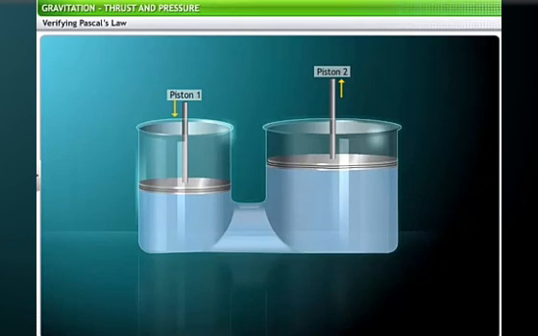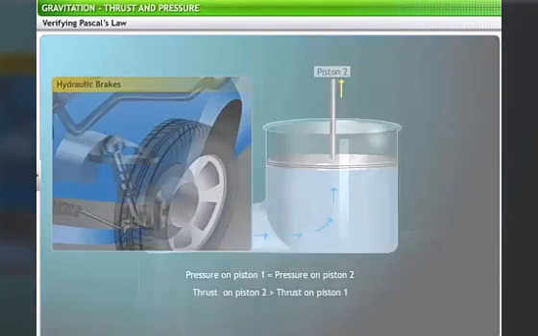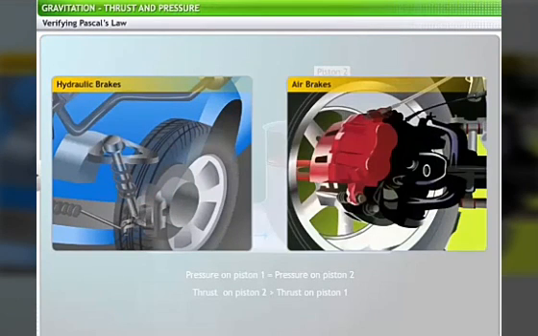As piston 1 is pushed inwards, piston 2 moves outwards. Thus, the increase in pressure through piston 1 is conveyed undiminished through the liquid to piston 2. As the area of cross-section of piston 2 is greater than that of piston 1, the thrust exerted on piston 2 is greater than that on piston 1. Hydraulic brakes as well as air brakes operate on the same principle.